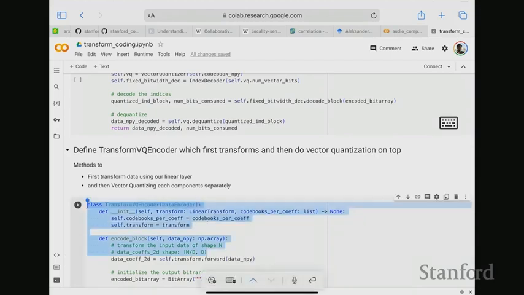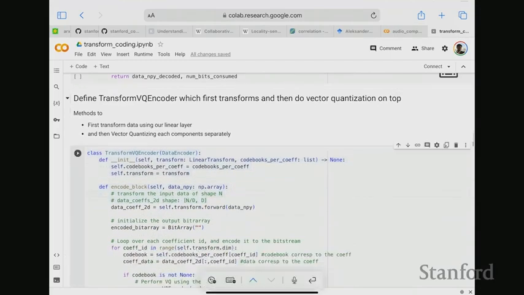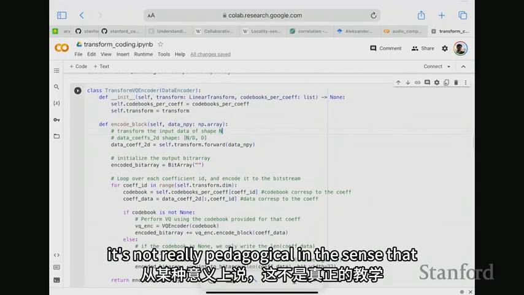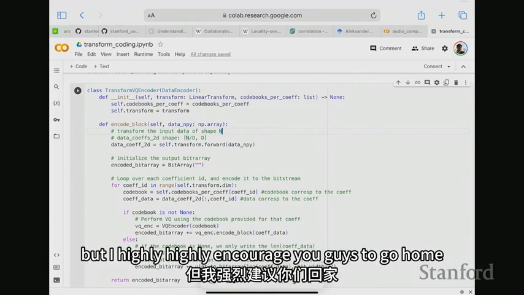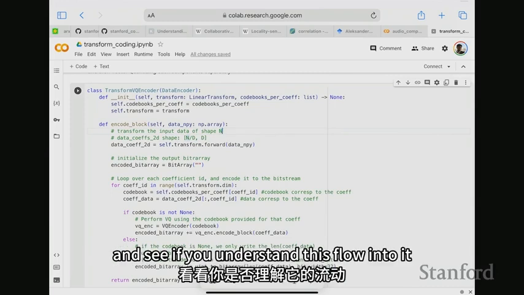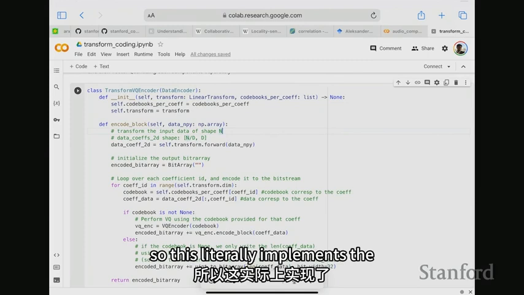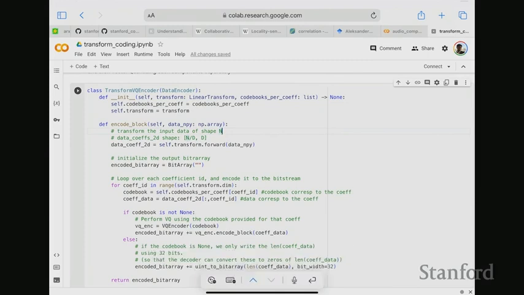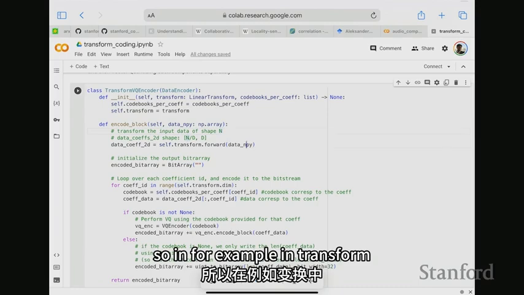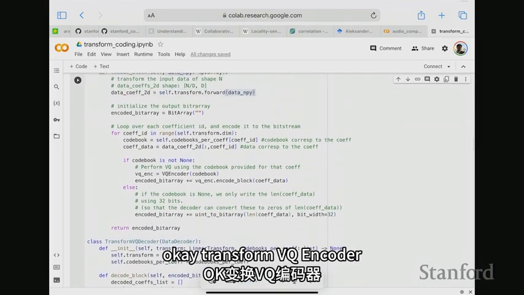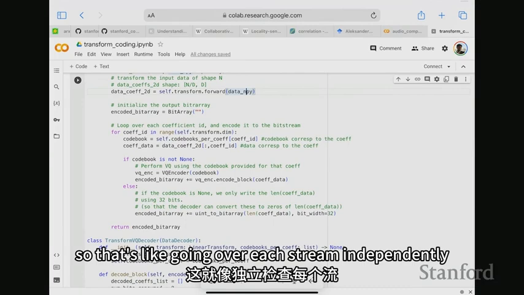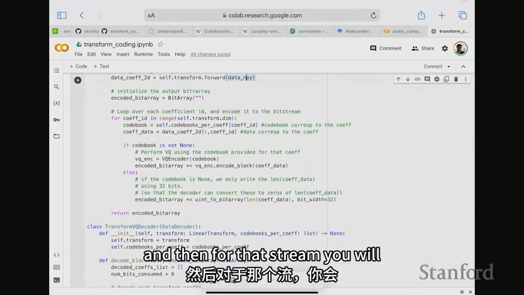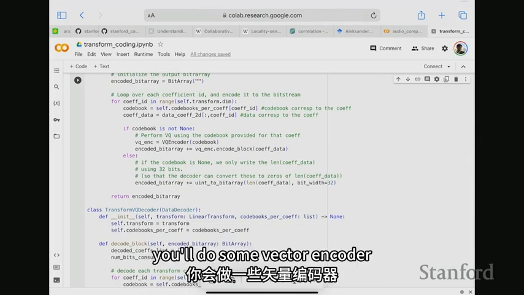Okay, I'm not going to go into this code because it's not really pedagogical, in the sense that if I explain it, it won't really make sense. But I highly encourage you to go home and look at this code and see if you understand this flow end to end. This literally implements the whole process which we discussed for the example. For example, in the transform VQ encoder, you can see that there is a loop over each coefficient ID. That's like going over each stream independently, and then for that stream, you do some vector encoder, a VQ encoder.